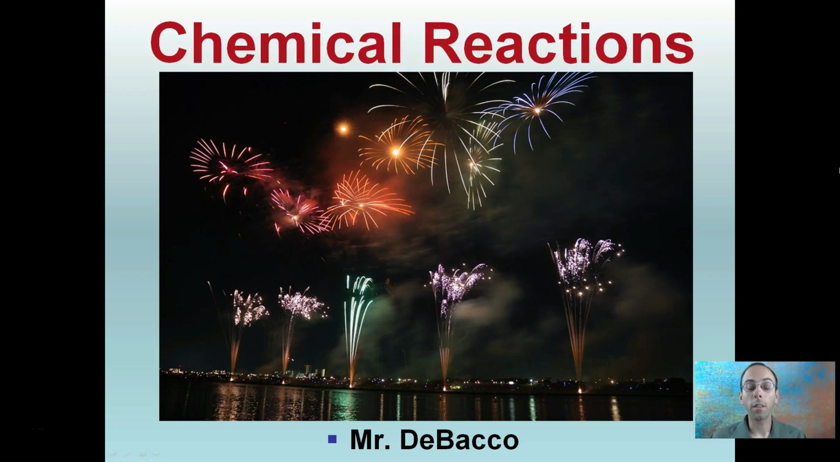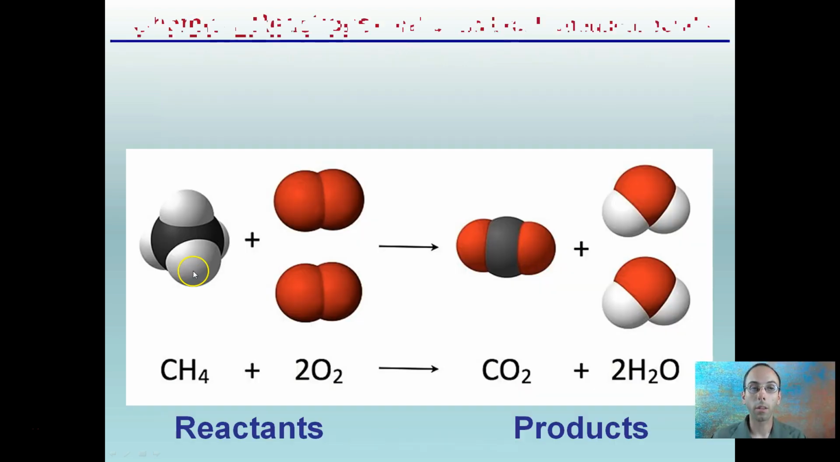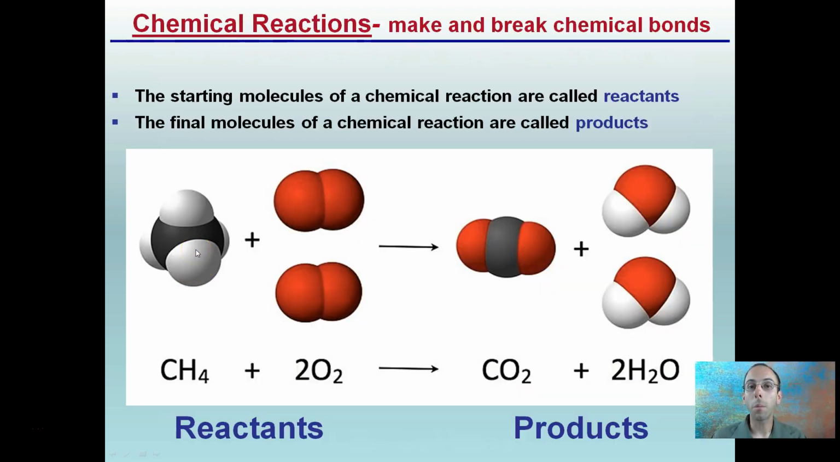As you can tell from the length of this video, this is a very brief overview of chemical reactions. I figured I'd put a picture here of some fireworks indicating a chemical reaction you've probably seen and are very familiar with. So a chemical reaction is making and breaking chemical bonds. The starting molecules of a chemical reaction are called reactants, and the final molecules of a chemical reaction are called products.